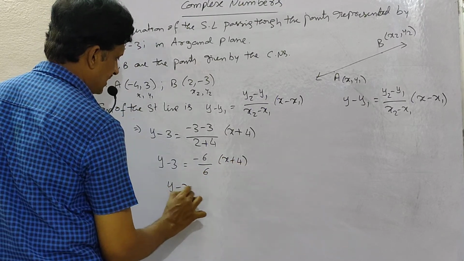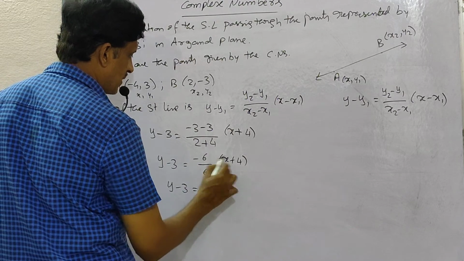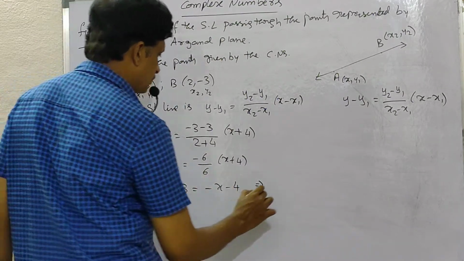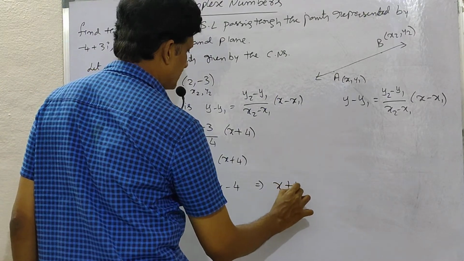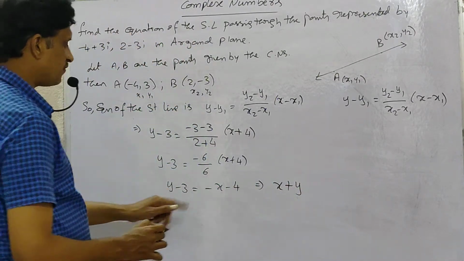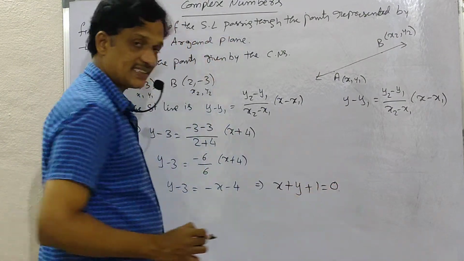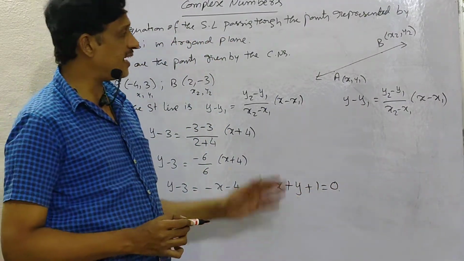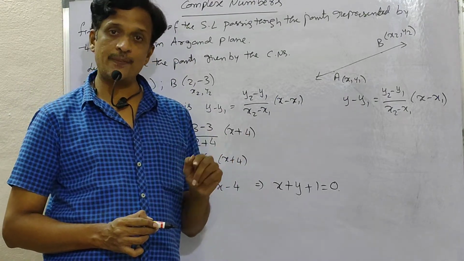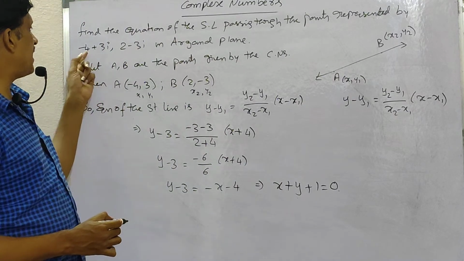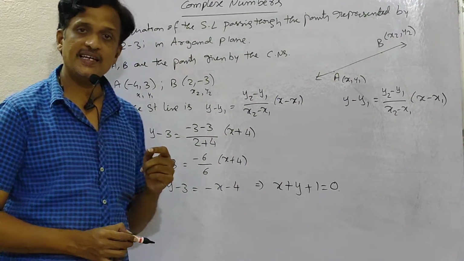So y minus 3 is equal to minus 6 by 6, which is minus 1, into x plus 4, that is minus x minus 4. So now write all the terms together. Minus x will be plus x here, x plus y, minus 3 plus 4 will be 4 minus 3, that is 1, is equal to 0. This is the required equation of the straight line which is passing through the 2 points A and B, which are represented by the given complex numbers minus 4 plus 3i and 2 minus 3i.